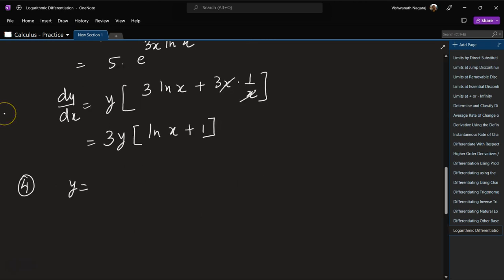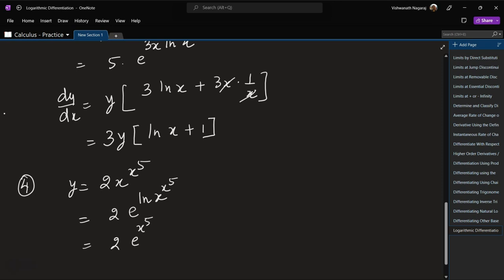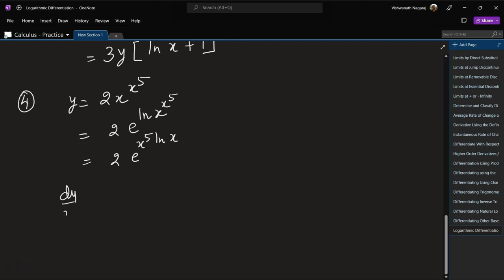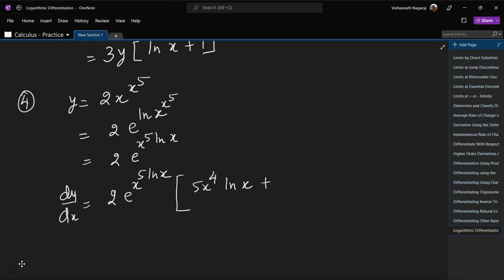Okay, fourth one, y is equal to 2x to the power of x to the power of 5, which can be written as 2e to the power of ln of x to the power of x to the power of 5, which in turn can be written as e to the power of x to the power of 5 ln of x. And now dy by dx. 2 as it is and e to the power of, so first when we differentiate it, the e term automatically comes as it is. So this comes. And then now we have to differentiate the exponent. 5x to the power of 4 natural log of x plus x to the power of 5 and 1 by x.